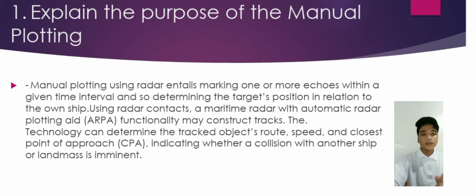Manual plotting, in conjunction with a radar, ensures marking one or more echoes within a given time interval, and so determining the target's movement with reference to own ship. Manual plotting allows navigators to see the whole situation. It helps determine the course, speed, time, and distance of an object with the use of a navigational chart. The purpose of this plotting is to have a clear picture of the scenario. You can also use it manually if the radar is broken.